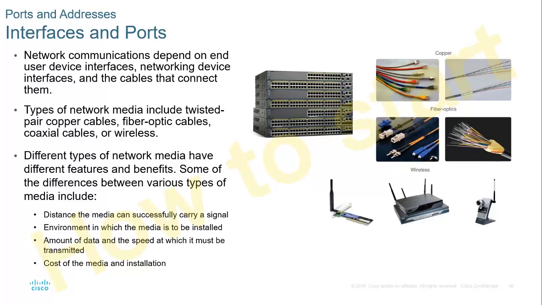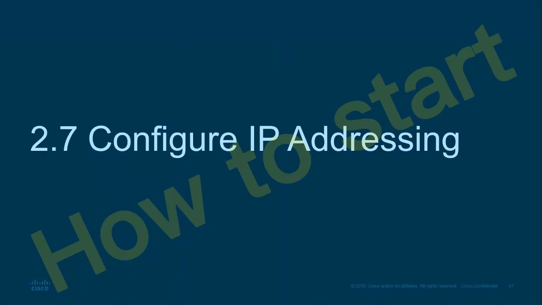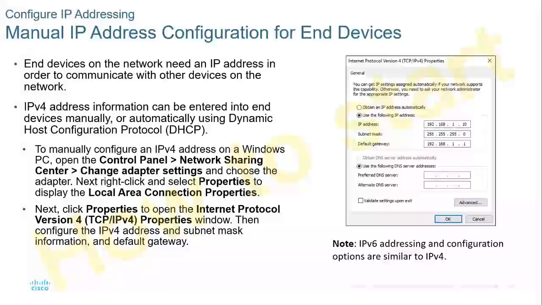So once we actually have a physical connection, let's say with copper, how do things communicate? They actually have to have a logical address assigned, hence the next section being configuring the IP addresses. So again, back to this screen. So how do we get to this screen?